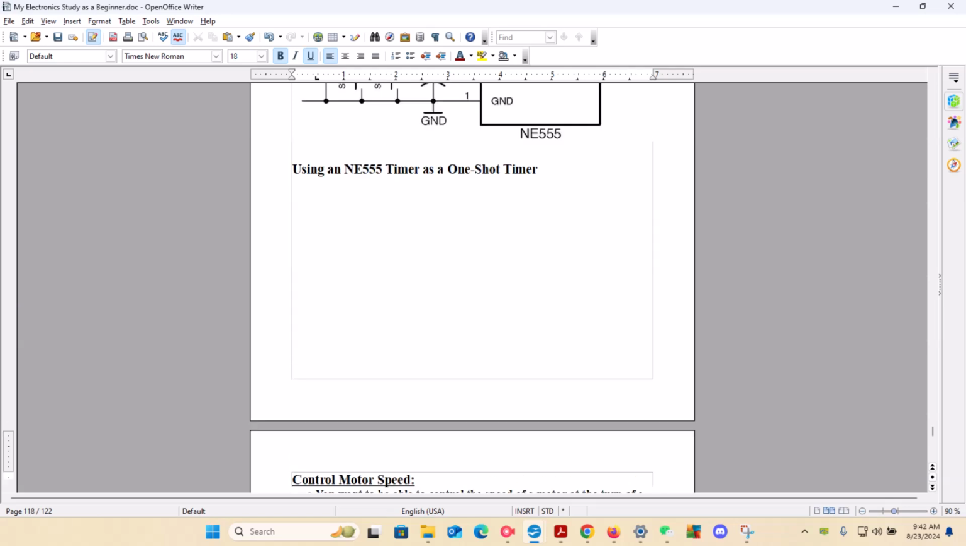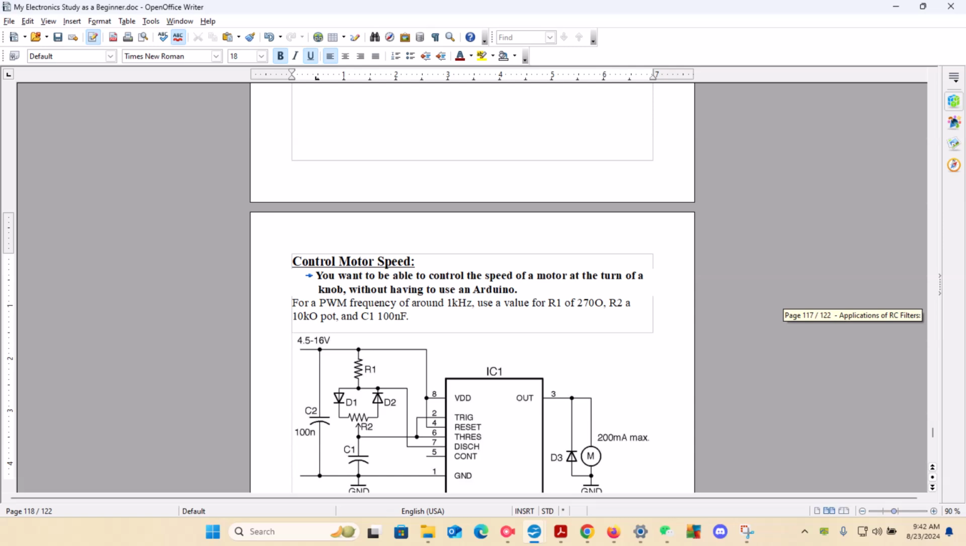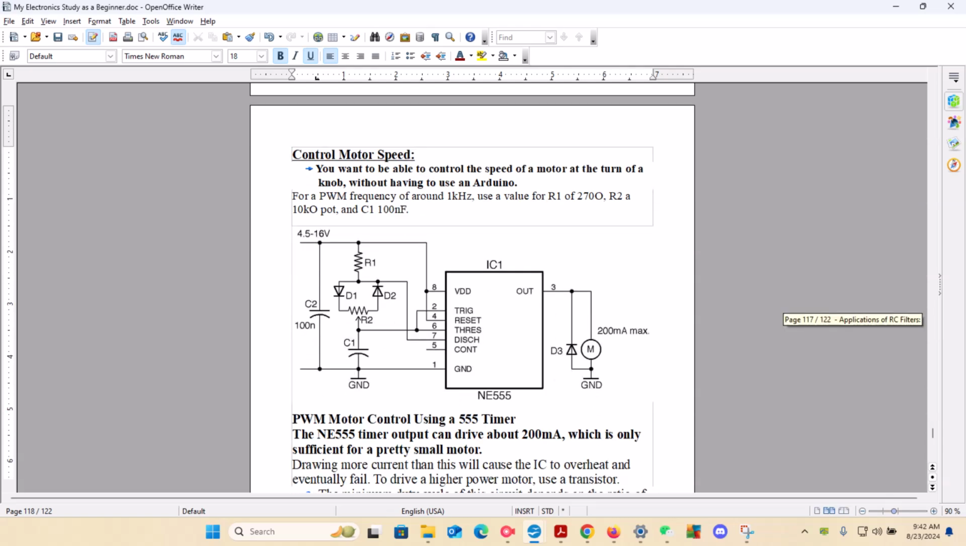So let's suppose you want to control the motor speed. What you want to do is be able to control the speed of a motor with the turn of a knob without having to use an Arduino. In this case, for a PWM frequency of around 1 kilohertz, for example, you want to use a value of R1 of 270 ohms, and resistor 2 has 10K, or 10,000 ohms. And for C1 you have 100 nF. Notice how I have the capital F now, nanofarads. This is the ability to store a charge.